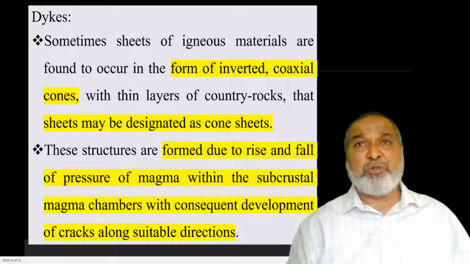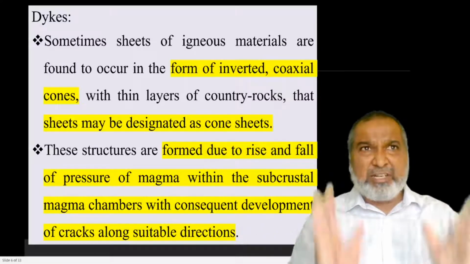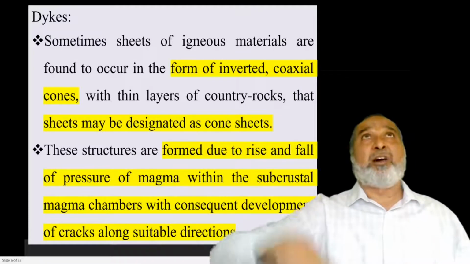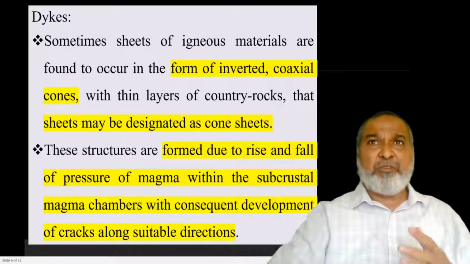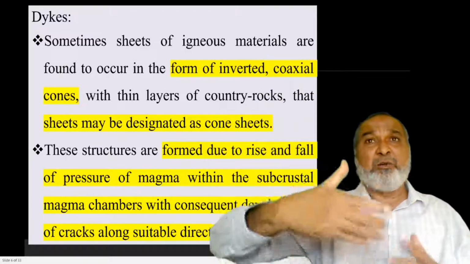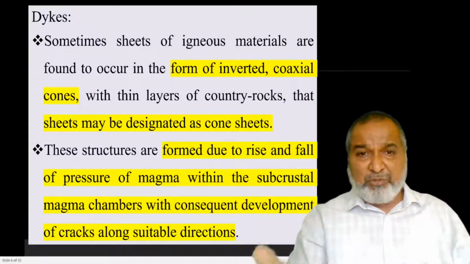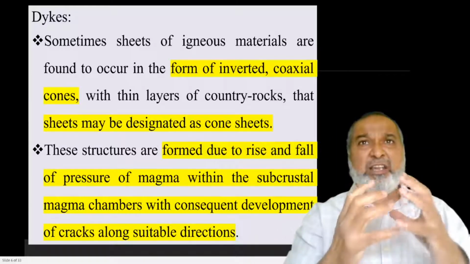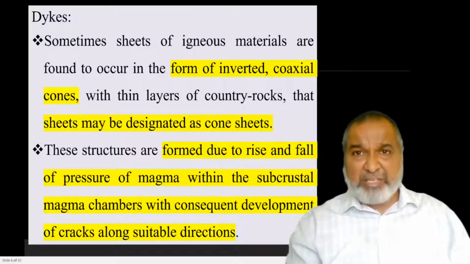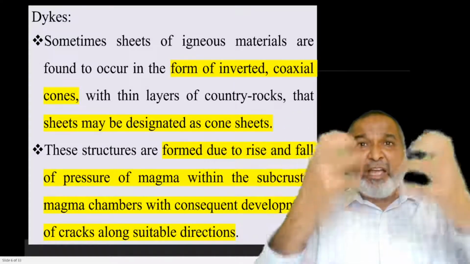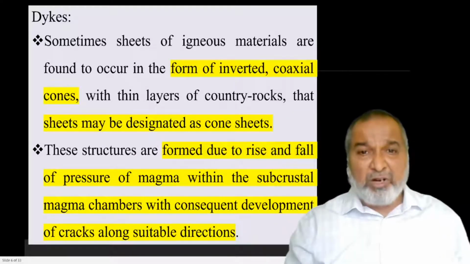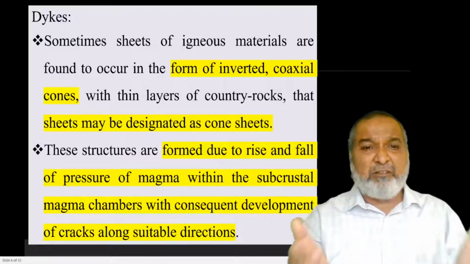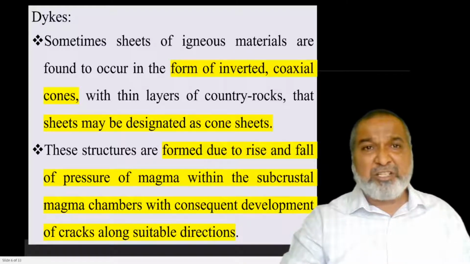These structures form due to the rise and fall of pressure. Once it rises and they come out, the pressure will decrease. For example, you are throwing a ball up. As it goes up it moves fast, but at a particular stage its speed becomes zero and it comes back. Similarly, when the magma is coming up with pressure and as it comes out, the pressure is released, because most of the energy has been used in cutting the rock and melting it. So ultimately it could not make it, and the fall of that pressure takes place, with subsequent development of cracks along the suitable direction.